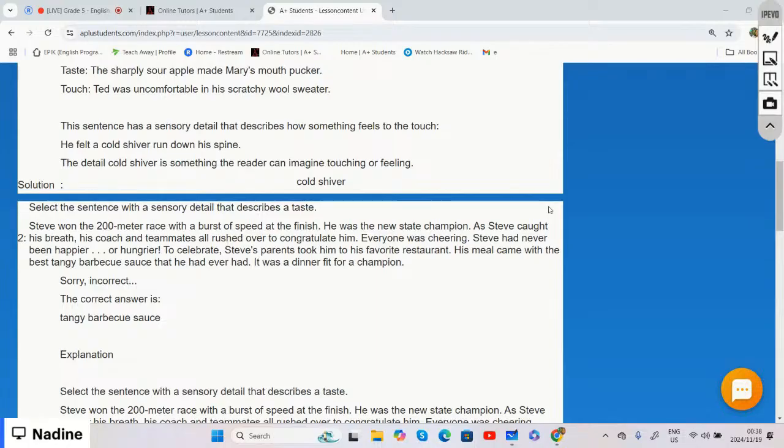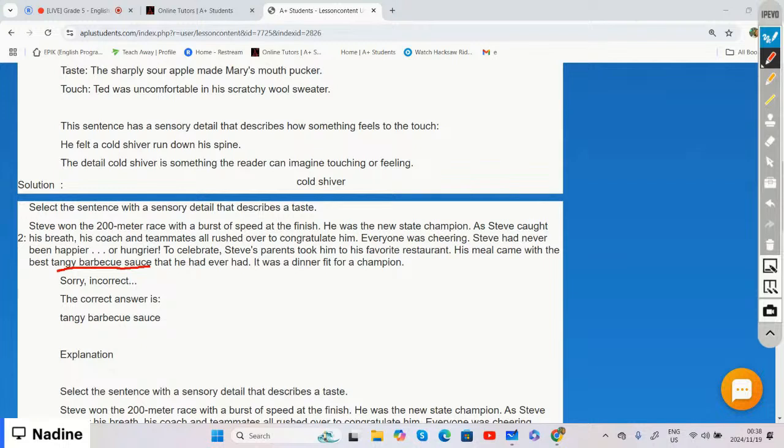And the wording that describes taste is the tangy barbecue sauce that they put either on his meat, or on his hot dog roll, on his bun, or on his burger, depending on what they eat. They're not telling us what he eats, but we know it's either on his meat or his burger or something, right?